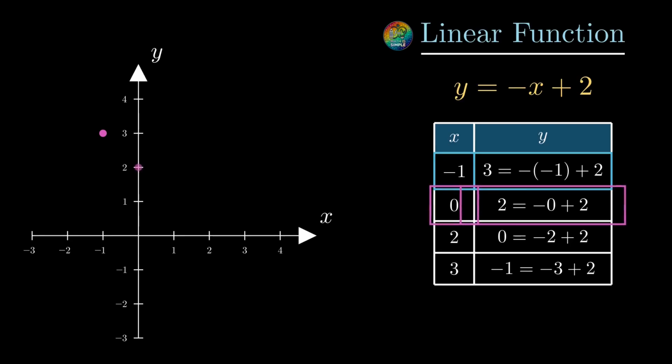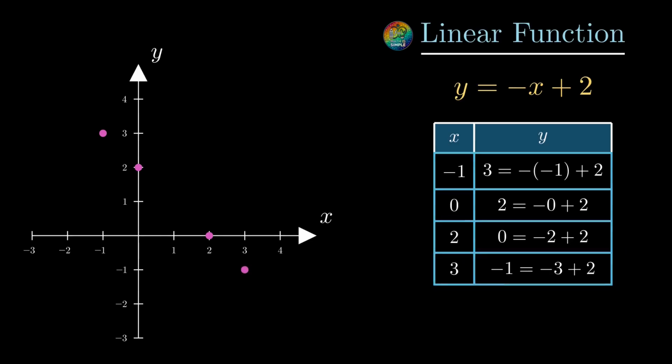Next, let's plug in 0. 0 plus 2 is just 2, which gives us our y-intercept at (0, 2). What if we choose x equals 2? The formula yields a y value of 0, placing a point right on the x-axis. It is also the root of the function, where y equals 0. And finally, if x is 3, y becomes minus 1.